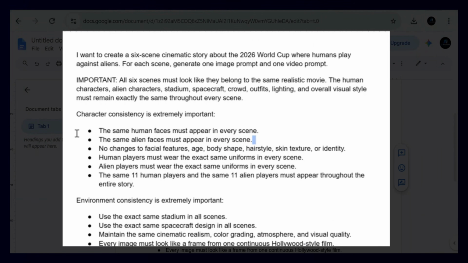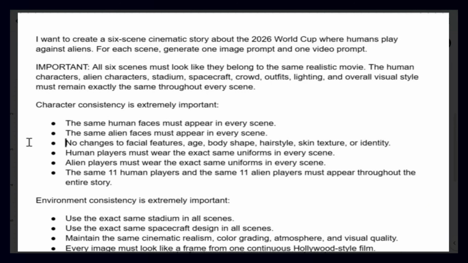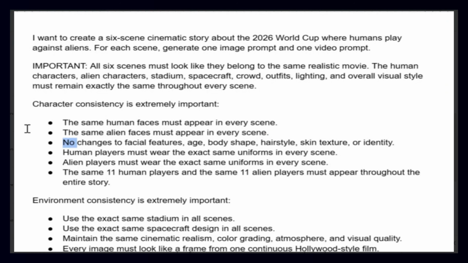I want to create a 6-scene cinematic story about the 2026 World Cup where humans play against aliens. For each scene, generate one image prompt and one video prompt. Important. All 6 scenes must look like they belong to the same realistic movie. The human characters, alien characters, stadium, spacecraft, crowd, outfits, lighting, and overall visual style must remain exactly the same throughout every scene. Character consistency is extremely important.